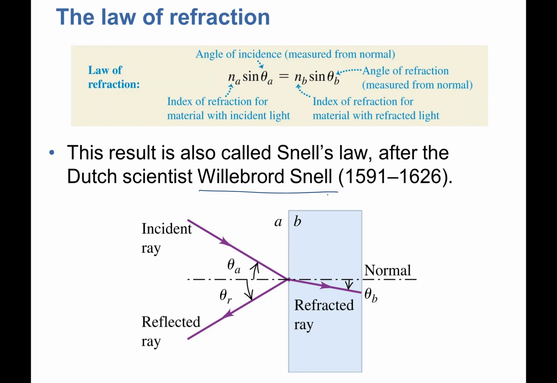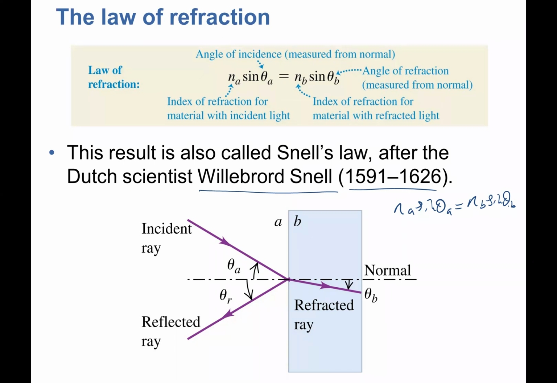Actually, it was not Snellius, but Willebrord Snell. You can see right there, 1591 to 1626. So this equation is roughly 400 years old. He concluded that the index of refraction of medium A times sine of theta A equals the index of refraction of medium B times sine of angle B.